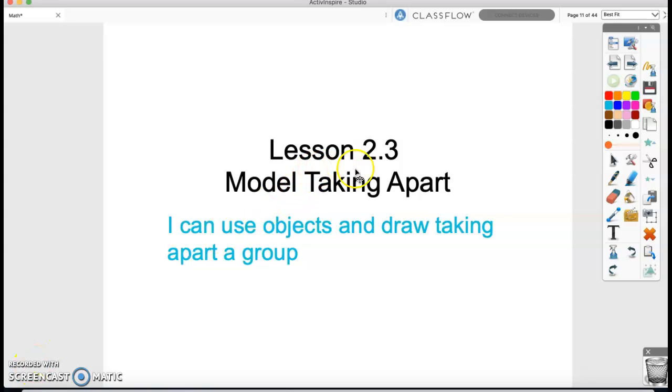This is Math Lesson 2.3, Model Taking Apart. At the end of this lesson, you will be able to say, I can use objects and draw taking apart a group.